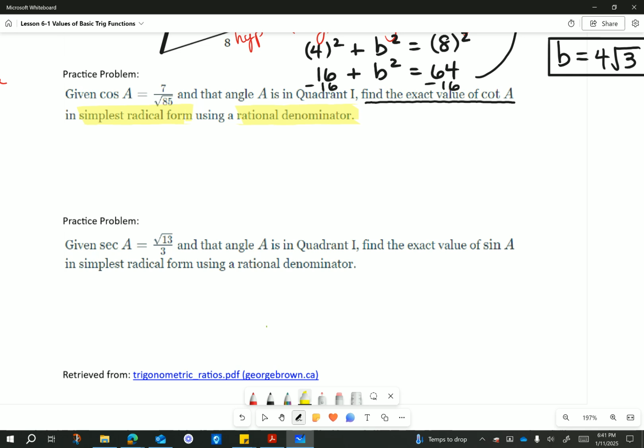Okay, so what does it mean to have an angle in quadrant 1? What does it mean to have that? Okay, so what I want you to do is over here on the left, I want you to draw an X and a Y axis. All right, quadrant 1 is this quadrant. Quadrant 2 is this quadrant. 3, and 4. All right.